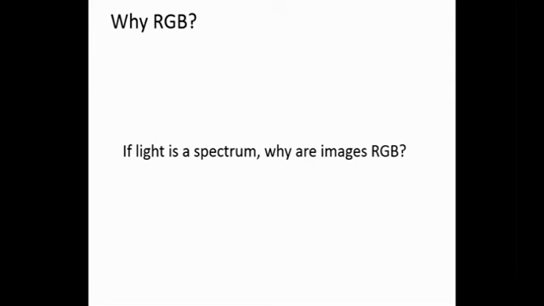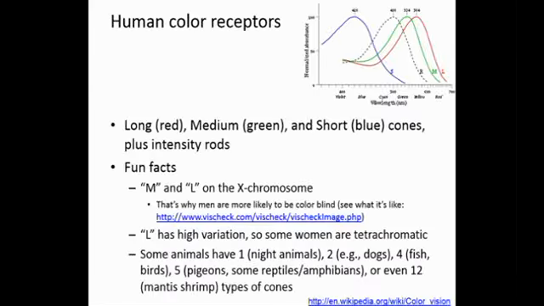Yeah, exactly. So we humans have just three ranges of wavelengths that we sense as well, and then we interpret color from those. So we've got the long cones, which are red, the medium, which is green, and the short, which is blue. Short refers to shorter wavelengths, like 450. Plus intensity rods that just measure overall intensity, that tend to be more active at night and are lower resolution. So we only sense these separate ranges and then kind of summarize over those ranges.